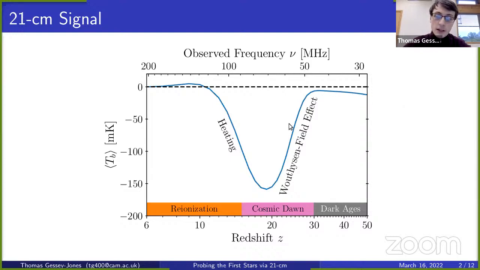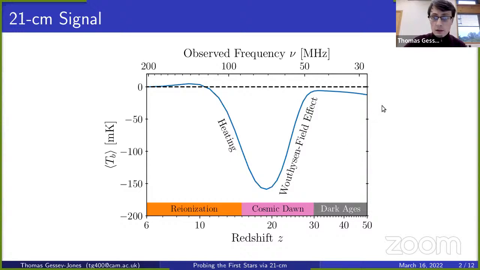context is this falling arm that's going into the global signal absorption trough, which I've labeled here with the Wouthuysen-Field effect. And this is commonly anticipated to occur due to the formation of the first stars. These stars form, they emit photons in the Lyman band. These cascade or redshift into the Lyman alpha, and this produces the Wouthuysen-Field effect, coupling the gas temperature and the spin temperature of the IGM, producing this deeper global signal.